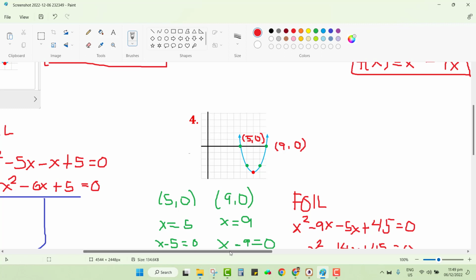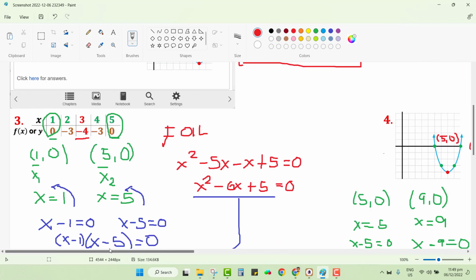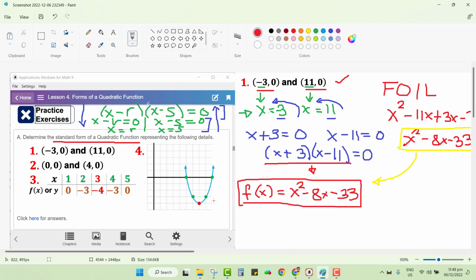So we are just going to move to our second practice exercise to talk about that, because in the next practice exercise, we will be using the vertex instead of the intercepts. You may use this video as part of your review.